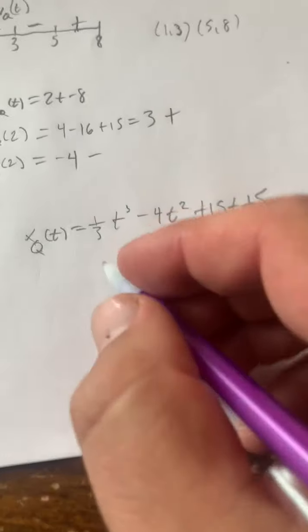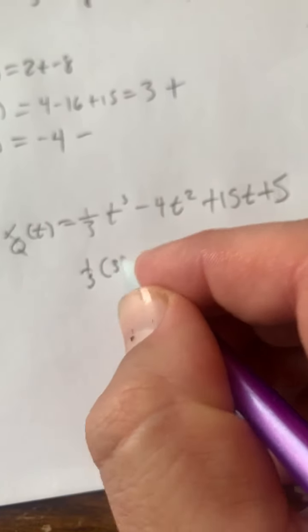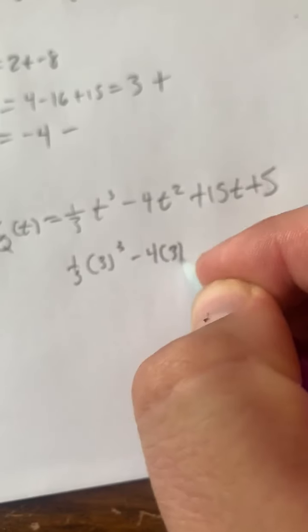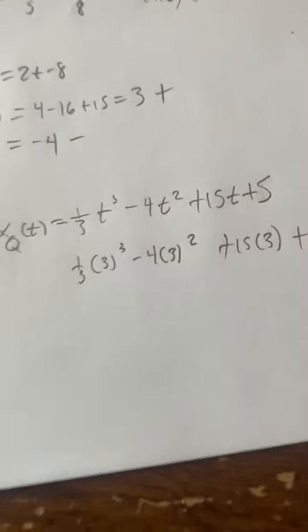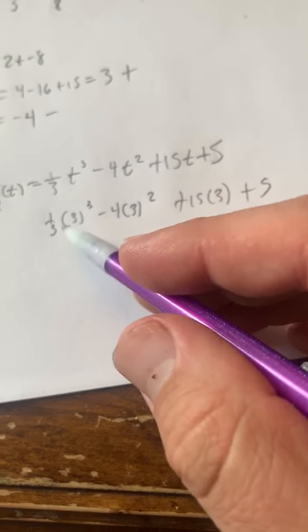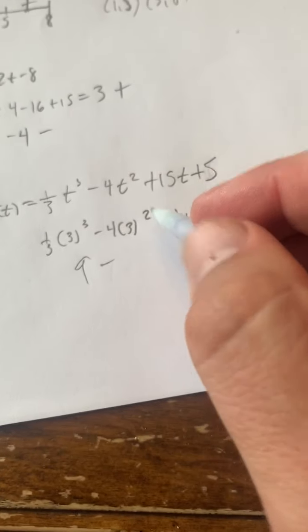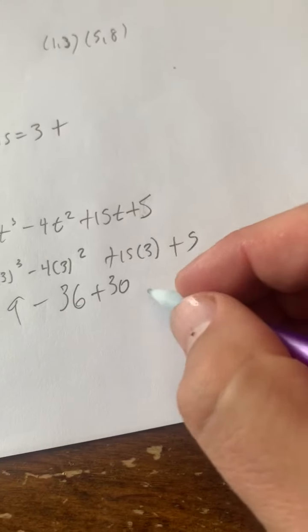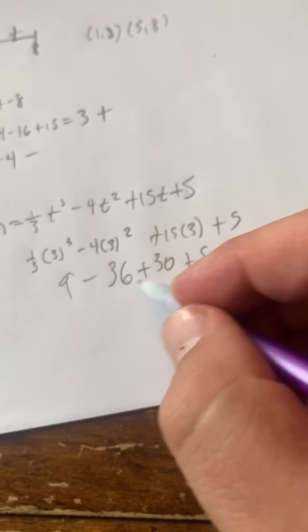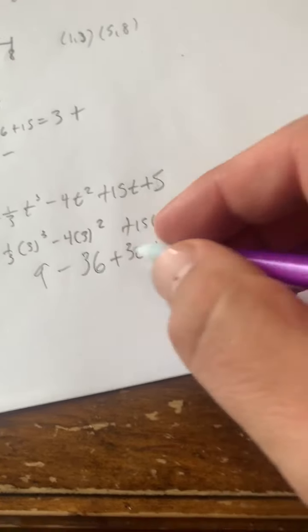And now they want to know the position of the particle at time 3, so I'll go 1/3 times 3 cubed minus 4 times 3 squared plus 15 times 3, and I can just hear you guys complaining about the mental math. So 27, 1/3 of that is 9. 3 squared is 9 times 4 is 36 plus 30 plus 5. So I'm at what? Negative 27 plus 3, so 8.